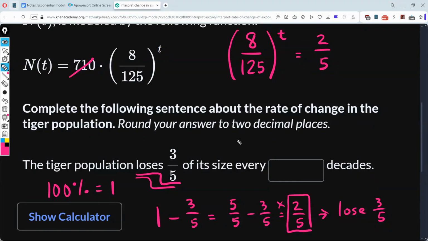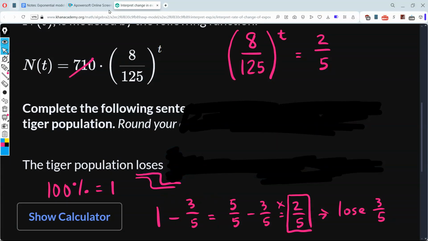All right, so that's basically what we're solving here. All right, so let's solve this here. We need to change this in terms of 2/5. Okay, how do we get from 2 to 8? Well, we know that 2 to the third equals 8. How do we get from 5 to 125? We know that 5 to the third equals 125.